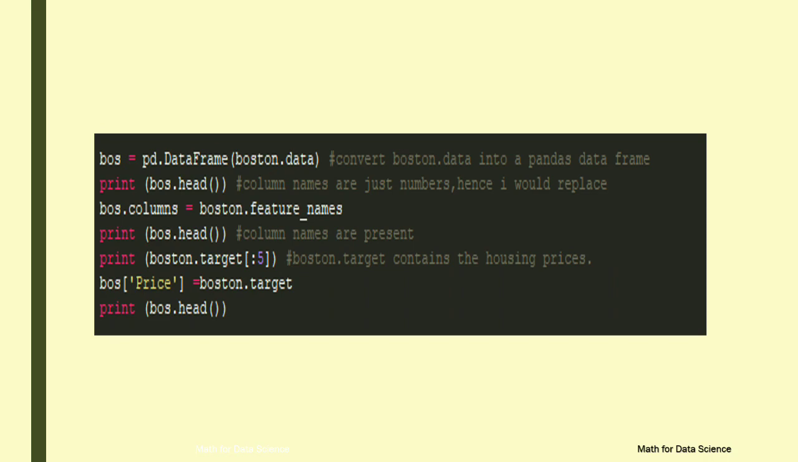Now, I convert my Boston.data into a data frame. After it becomes a data frame, I start using different commands like .head and .tail to see how the data frame looks. Then I can see what the columns are and what my targets are. For example, Boston.target contains the house prices. I've printed it and saved Boston.target as the price column in the data frame, and then I'm again printing .head.